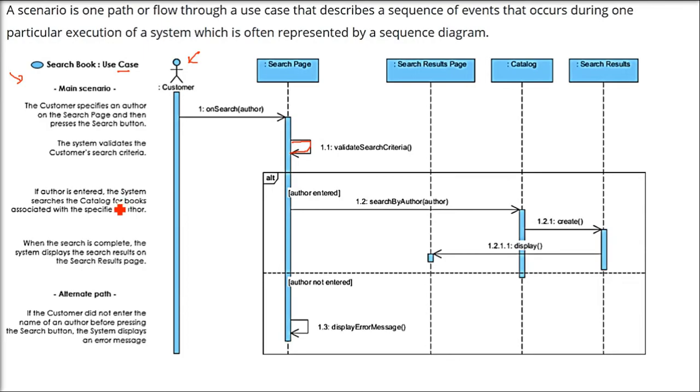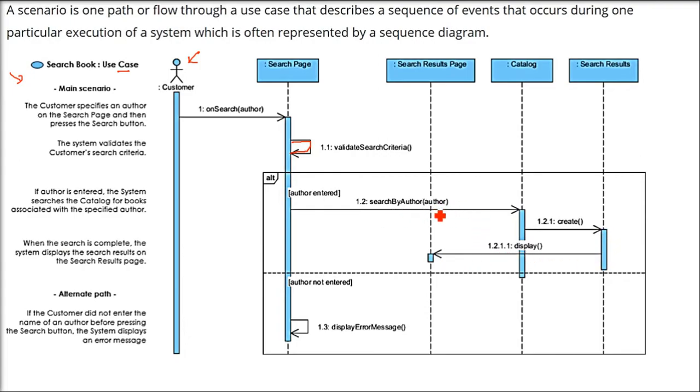If the author is entered, the system searches the catalog for books associated with the specified author. The user has put some name, Jack Daniels or Shobha Day, whatever is given. So now the search by author: when the search is complete, the system displays the search result on the search result page. So there is a catalog, there is a creation of search result, and the display will be shown.